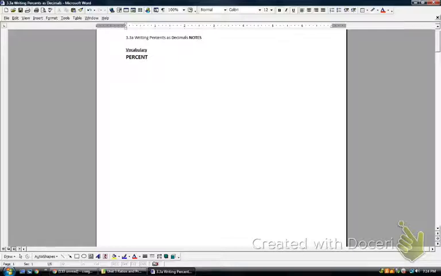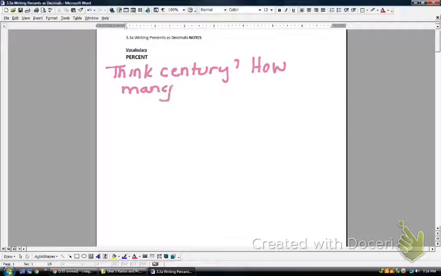And when you hear the word cent, like century or cents in a dollar, stop and think for just a second. What do you think of? Well, hopefully you think of century, and how many years are there in a century? How many cents are in a dollar? And hopefully you know that there's 100 years in a century and 100 cents in a dollar.